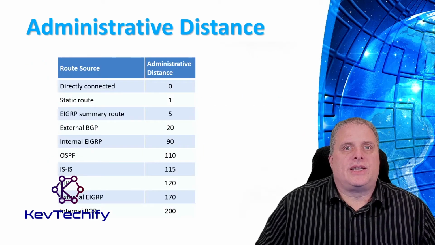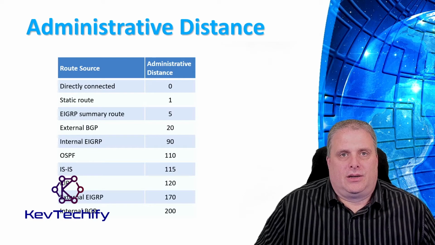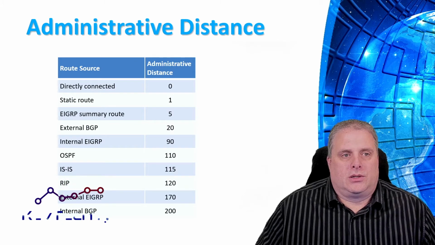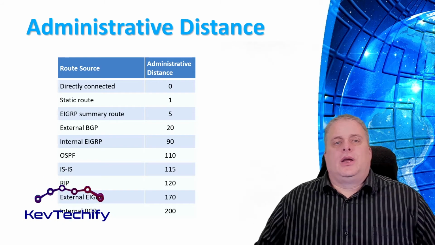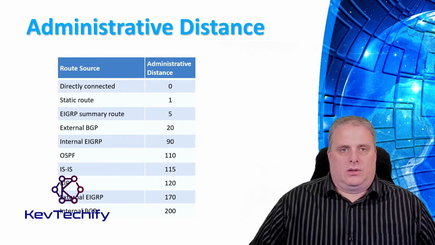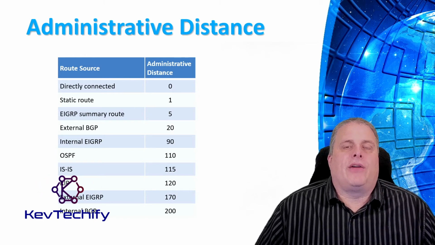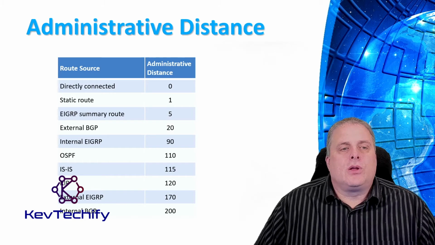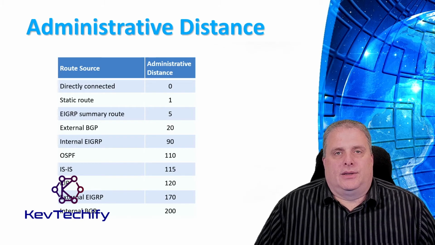Here are the standard administrative distances for routers. If we look, it starts off with 0. 0 is the lowest number you can have. You can't have negative numbers here. 0 is the lowest. Those are directly connected.